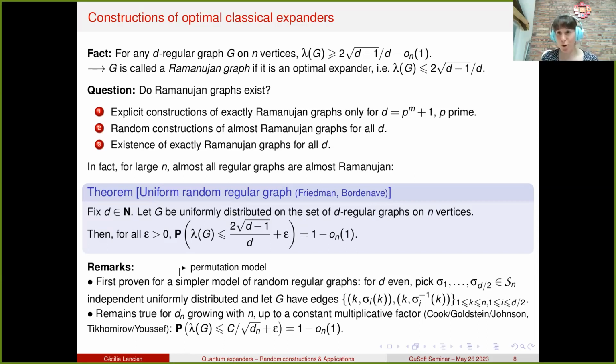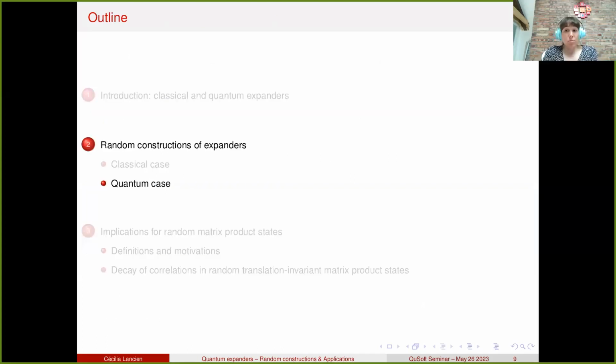Okay, so that's basically what is known. There are a lot of other results around, but this is maybe the main result in the simple setting of undirected graphs that we have in the classical case. So now let's try to understand the quantum case, what we can do and what we still cannot do.